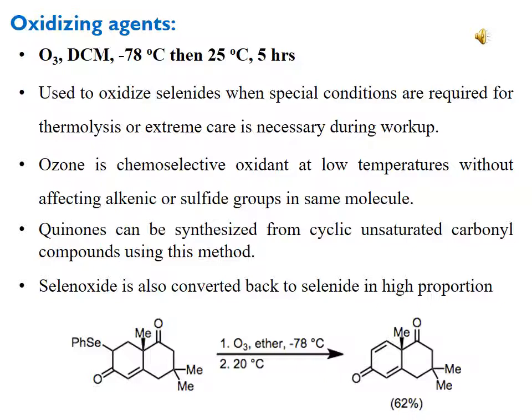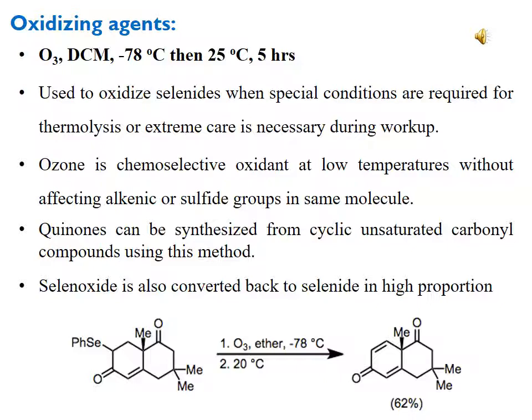This reaction is also used to convert selenides into selenoxides, but it requires special conditions for thermolysis or extreme care of reaction. If extreme care of the reaction is required, then we use this reagent. It is also chemoselective and selectively attacks selenides and converts them into selenoxides, and it does not interact with the alkenic or sulfide groups present in the molecule. This route of reaction is used for the preparation of quinones from cyclic unsaturated carbonyl compounds.